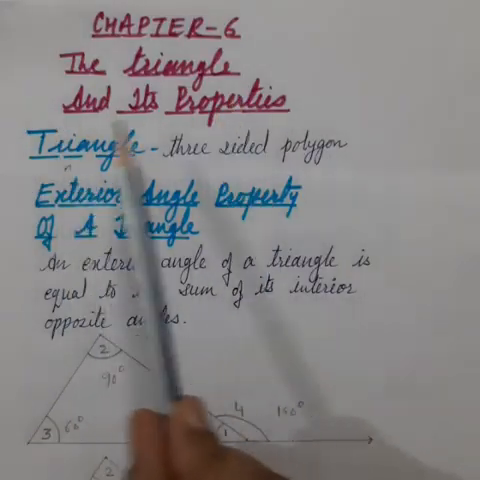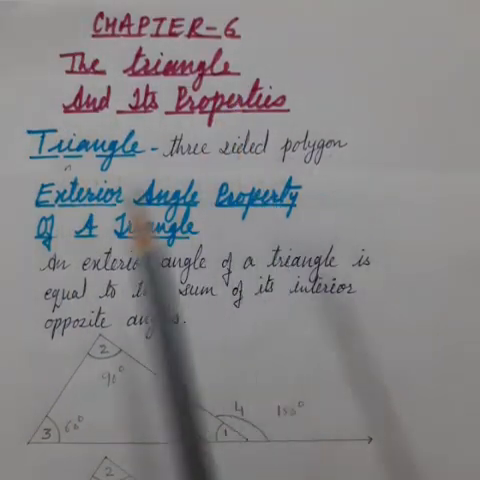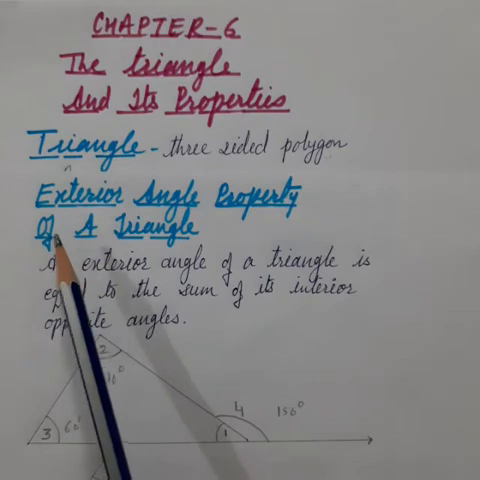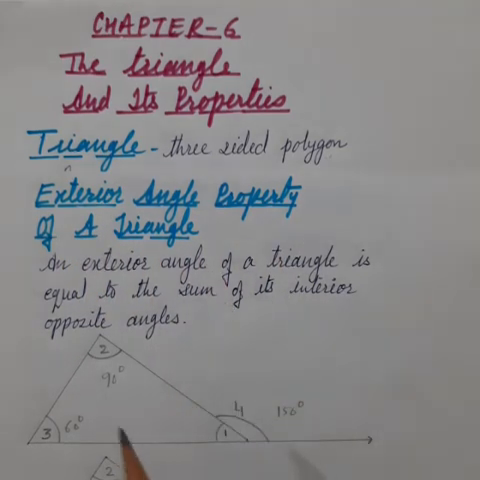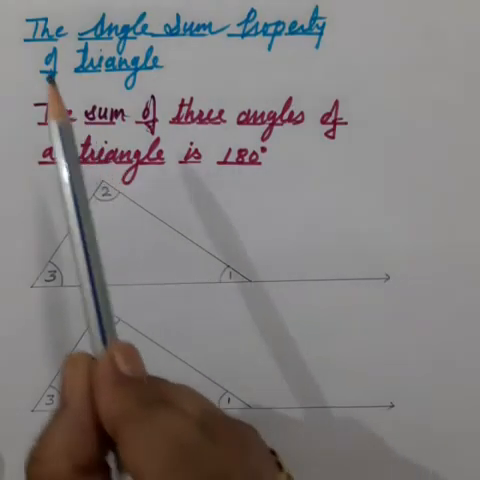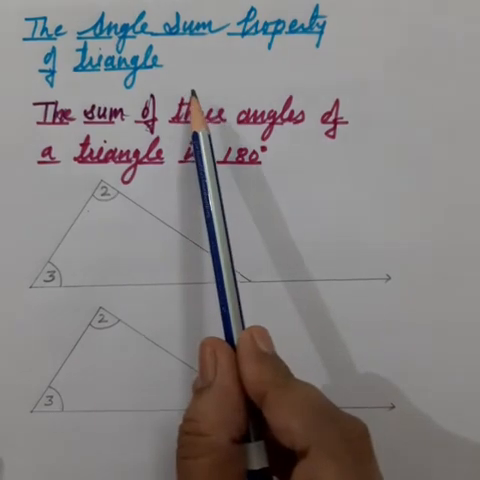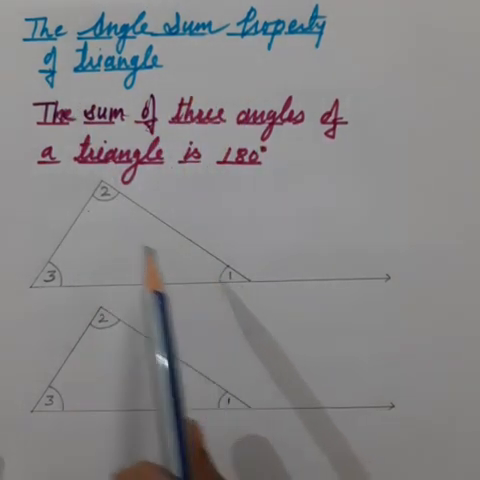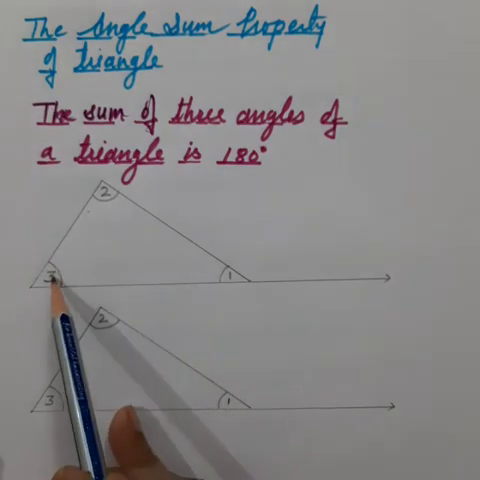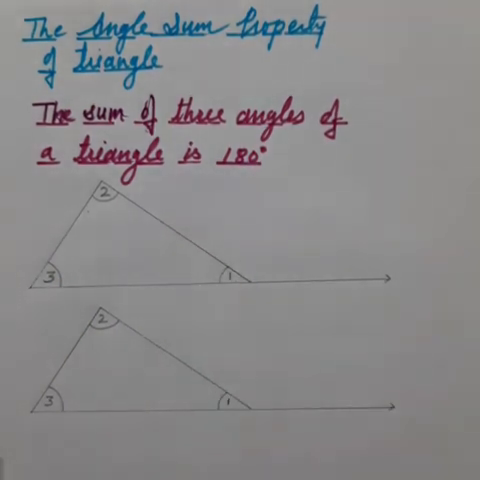In chapter 6, the triangle and its properties, in the previous class we learnt about the exterior angle property of a triangle. In a triangle, the exterior angle is equal to the sum of its interior opposite angles. Coming to the angle sum property of a triangle: it says that the sum of the three angles of a triangle is 180 degrees.